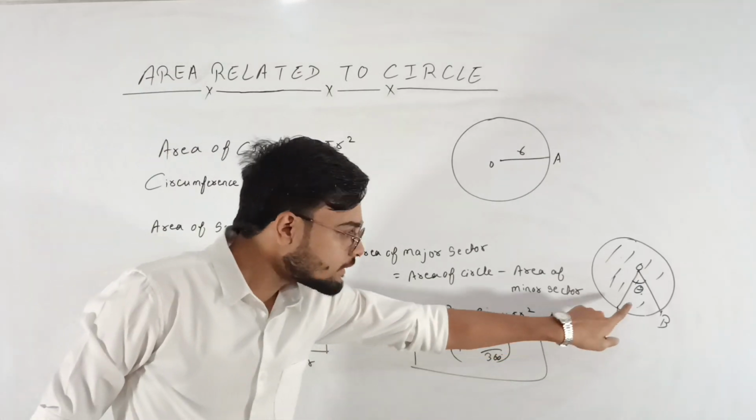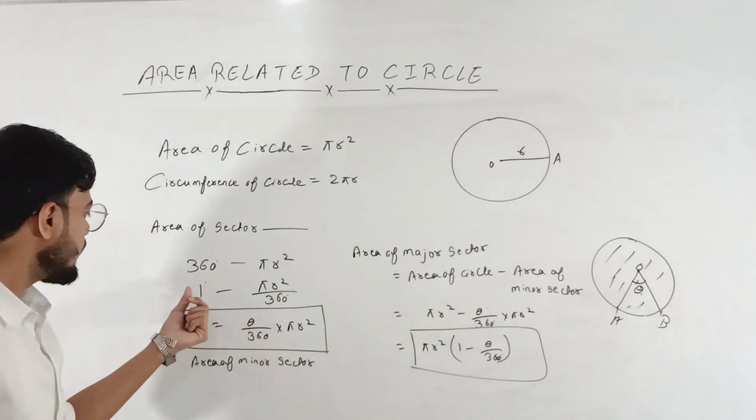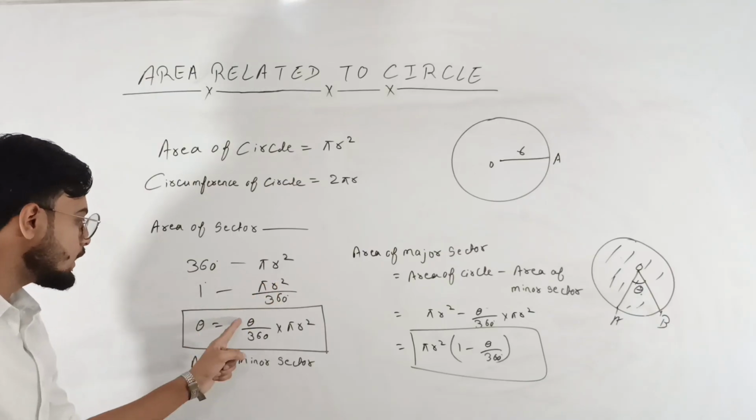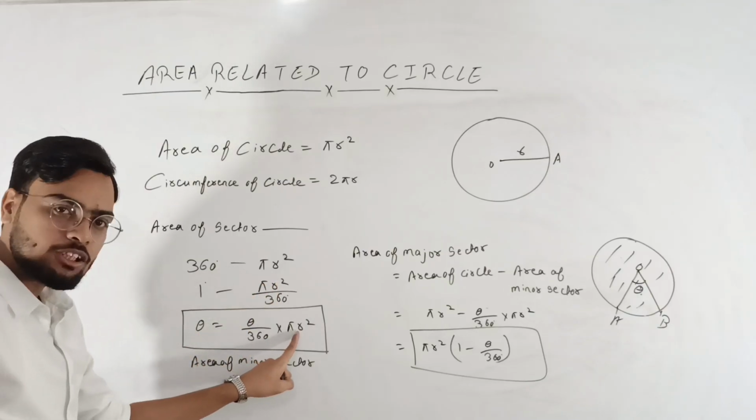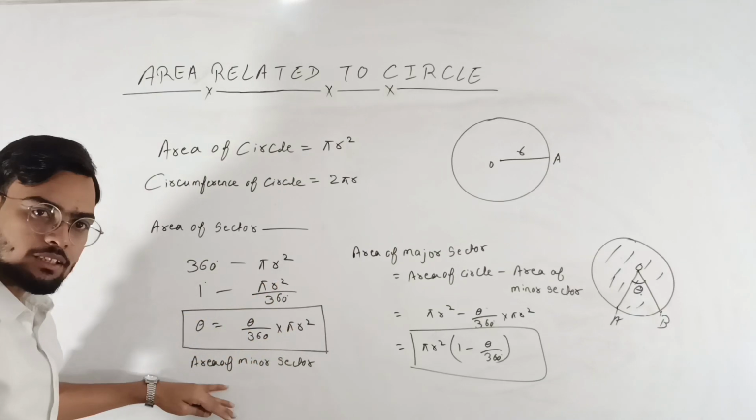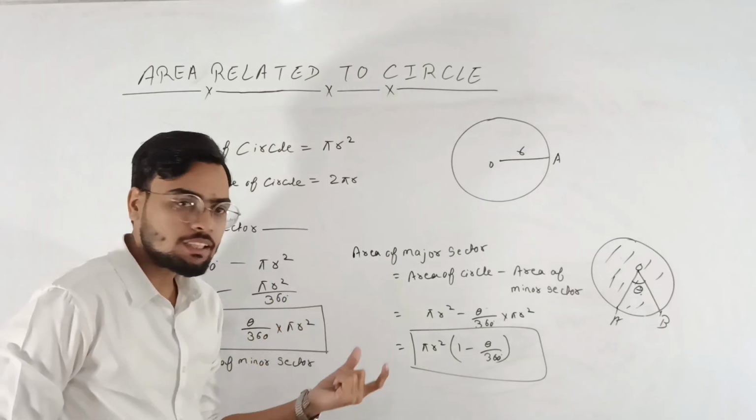Okay, so now look here, this angle is theta. So for 1 degree it is this one. So for theta degree it is theta upon 360 degree into pi r square, and this is the area of the minor sector. Okay, now what is the area of the major sector?